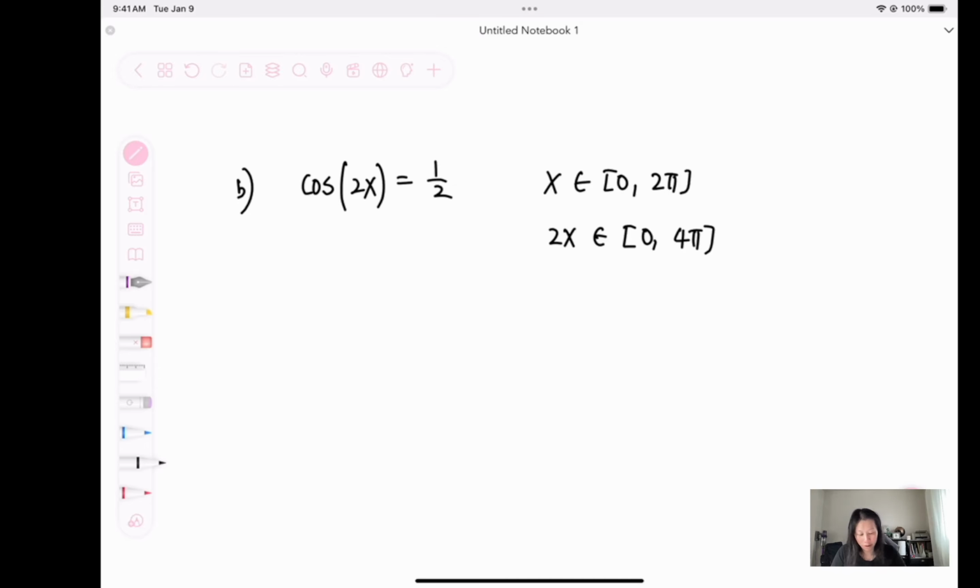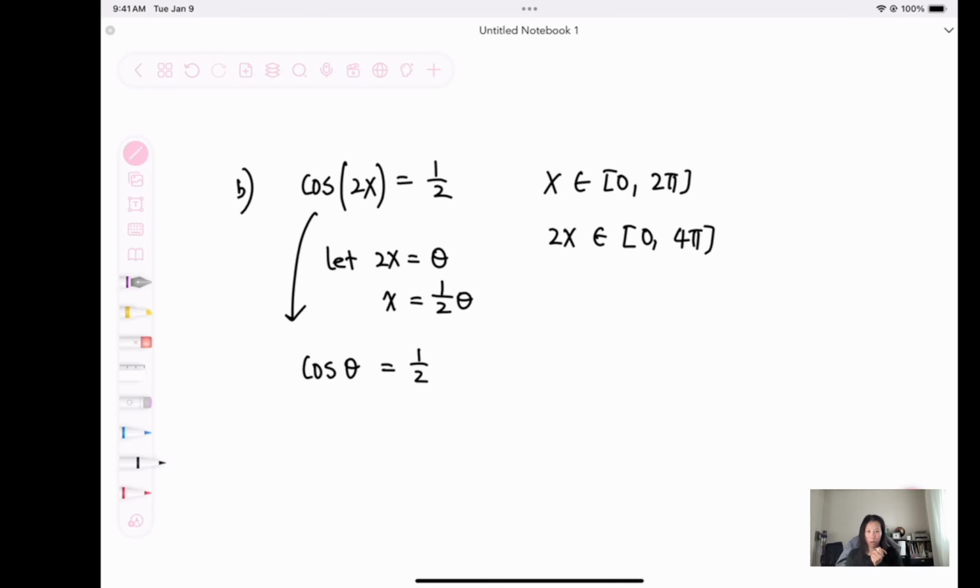Okay, how do we do that? Well, we can let 2x equal theta, and then for x, you divide by 2 on both sides, which gives you half theta. That makes sense, right? So now let me rewrite the question. Cosine 2x becomes cosine theta equals 1/2. That's good, that's not hard.